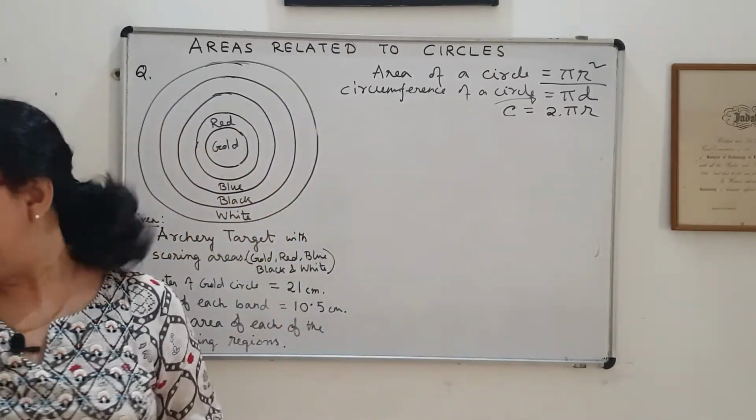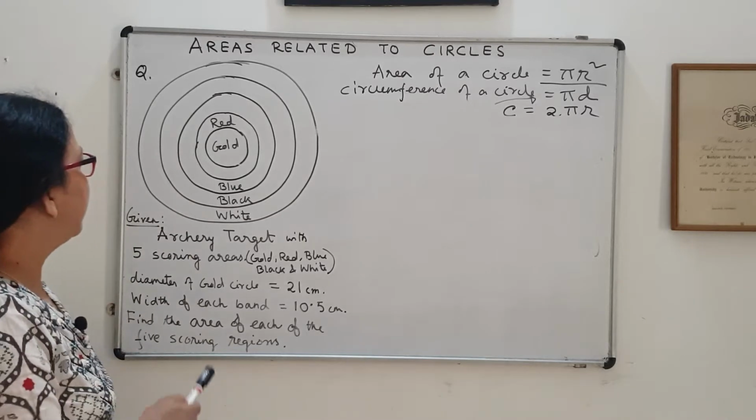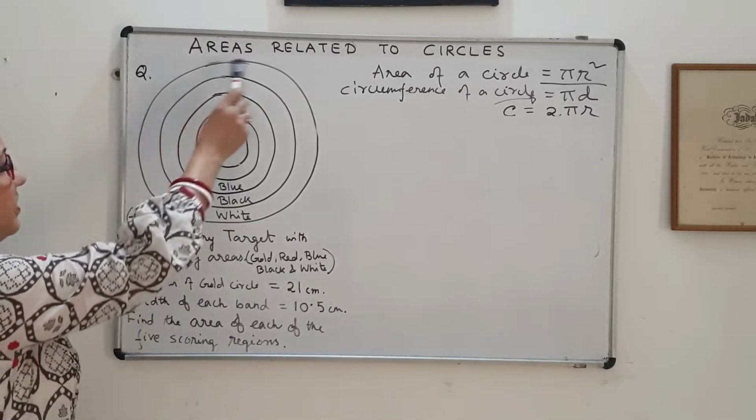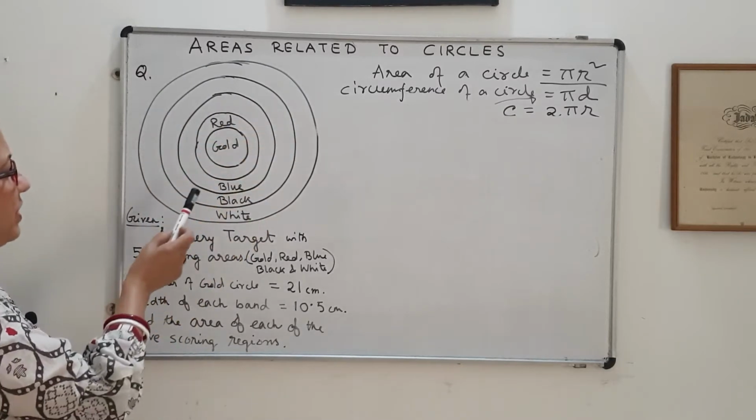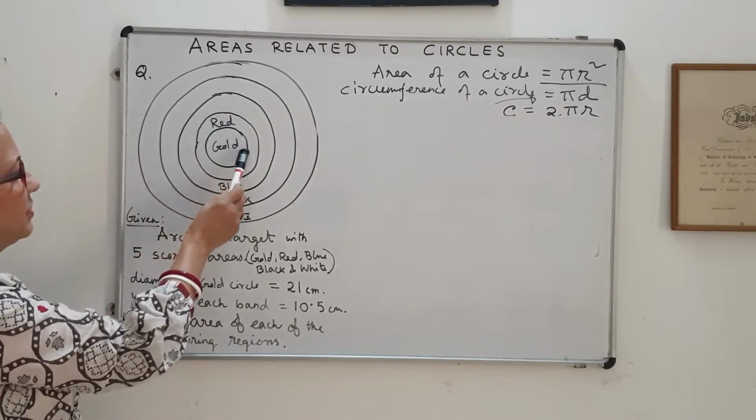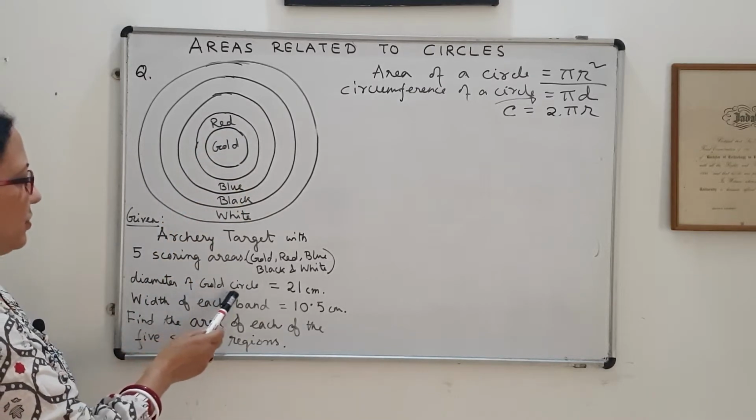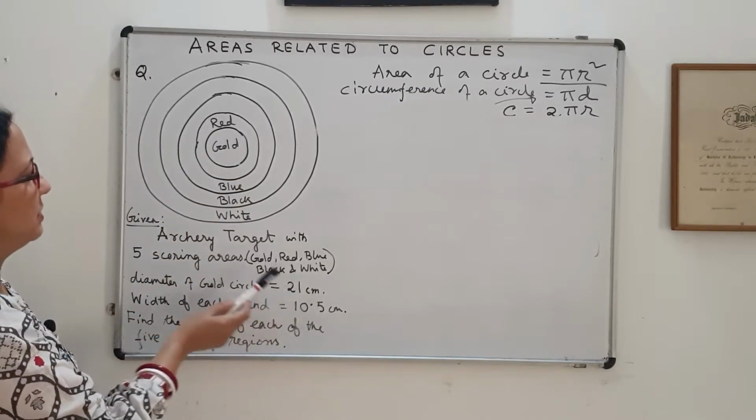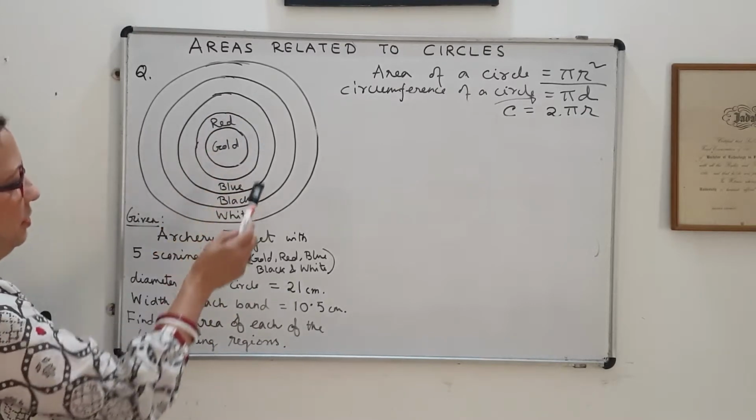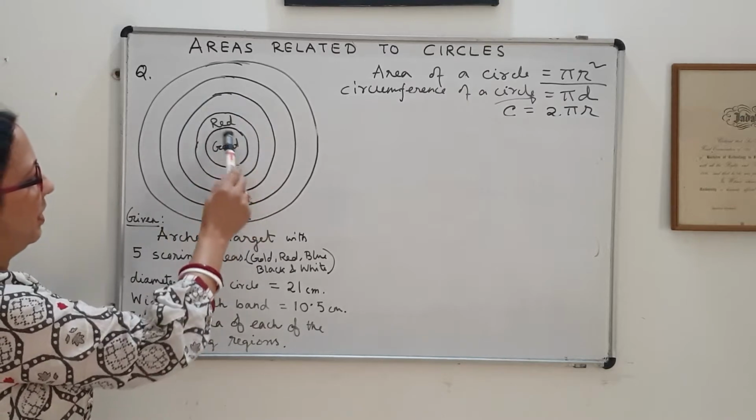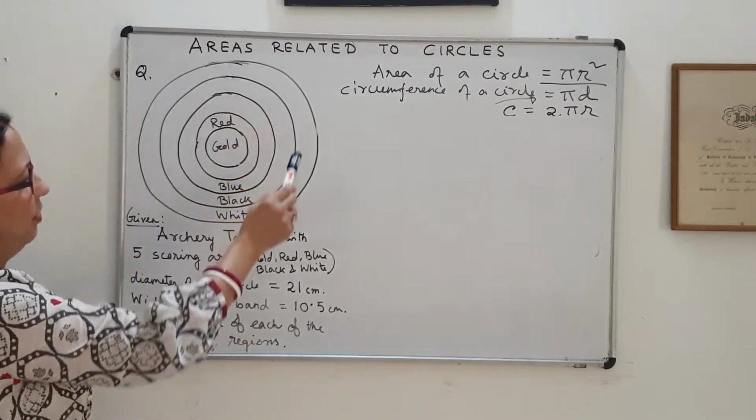So, now you see we have taken this question. The question is that this diagram shows the archery target with 5 scoring regions. The center one is a gold region, which is a circle. Diameter of this gold circle is given 21 centimeter, surrounded by a red circle. Then after red there is a blue circle, then a black, then white.